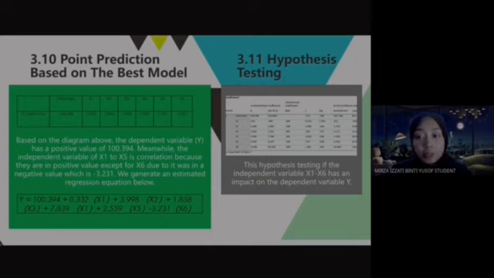For 3.11, hypothesis testing, this tests whether the independent variables x1 to x6 have an impact on the dependent variable y. For x1, the value is below 0.05, while x2 to x5 are larger than 0.05. It means the deviation from the null hypothesis is not statistically significant and the null hypothesis is not rejected.